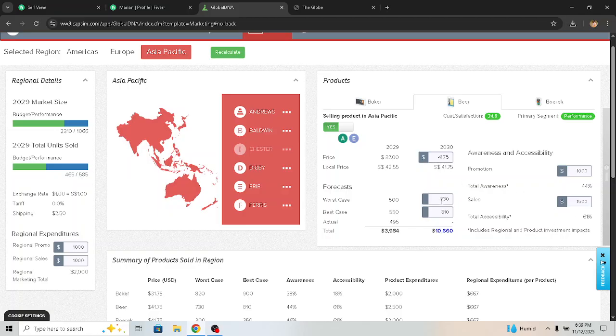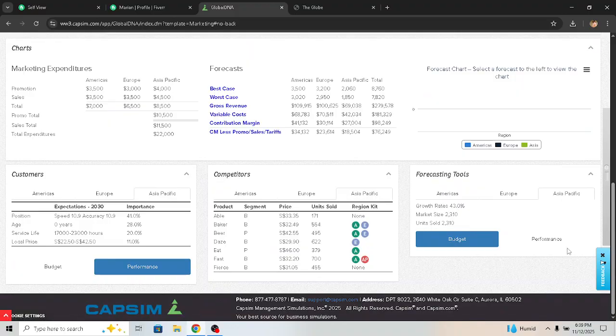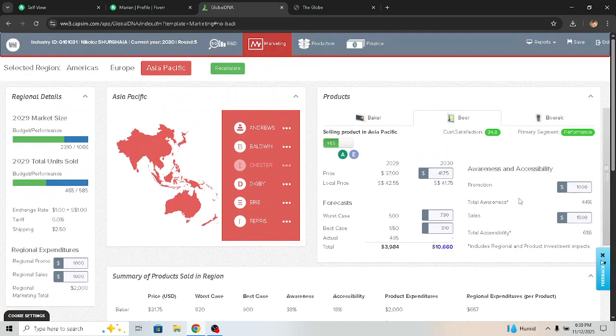So with that, we also gave it a worst case of 730 and a best case of 810. This information is also here: the growth rate, market size, and the units sold. So with that, we'll go to the next product, which is Borek.